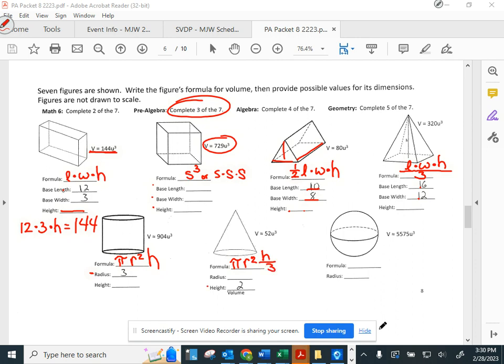And we know our height is 2. You can do opposite operations to find the missing radius. And our formula for the sphere is 4 divided by 3 times pi times r cubed. And if you set that equal to the volume of 5,575, do your opposite operations and you will be left with just the radius.